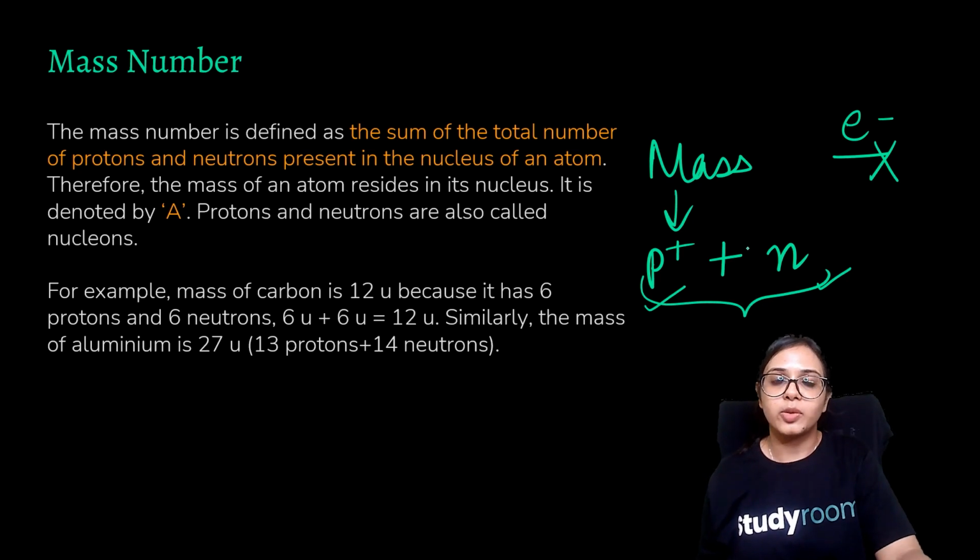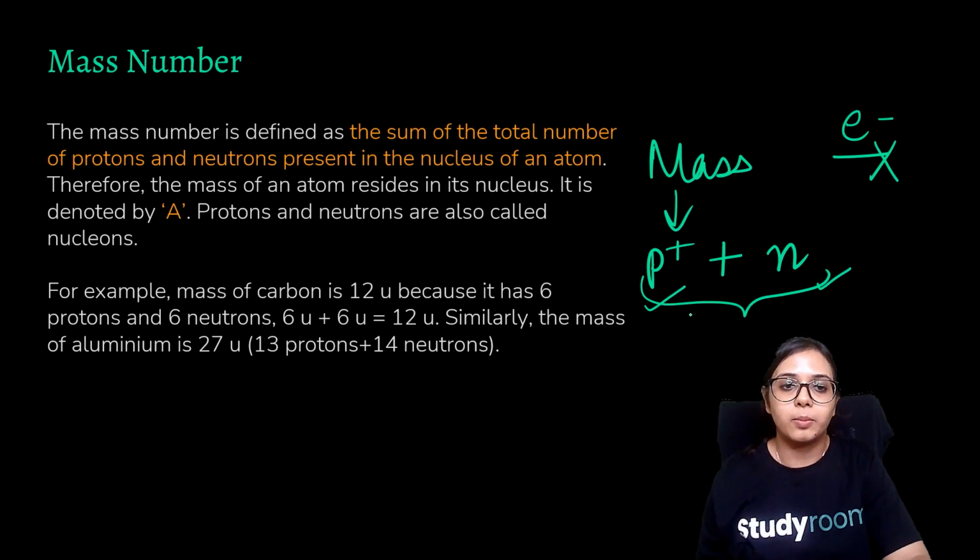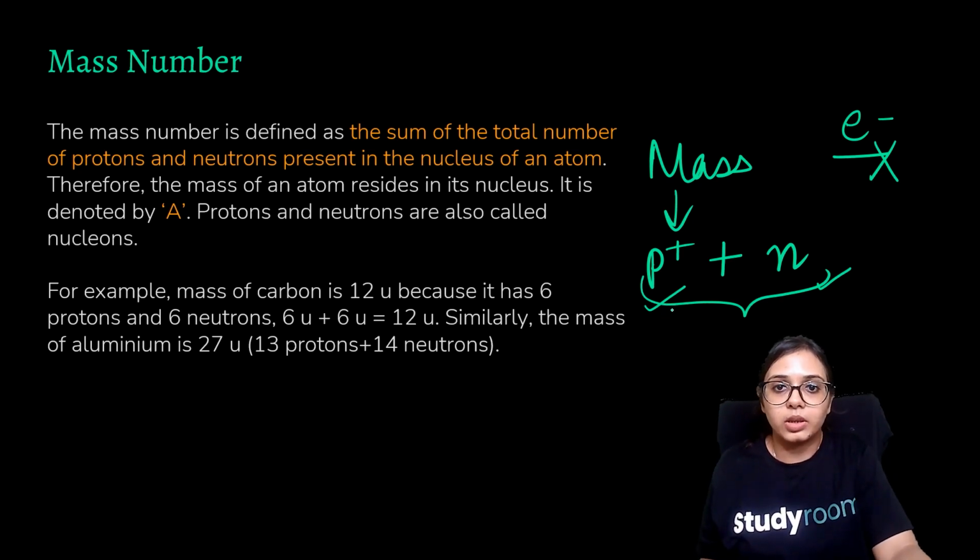These two particles, which also form the nucleus of an atom, the sum total of the number of protons and neutrons present in the nucleus of an atom will be the mass number. Why is the number important here?